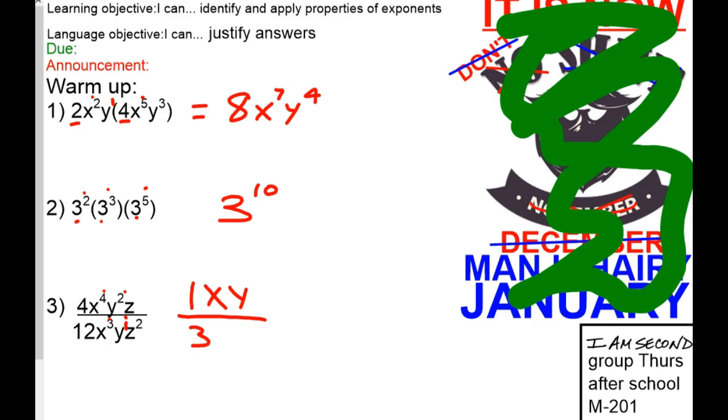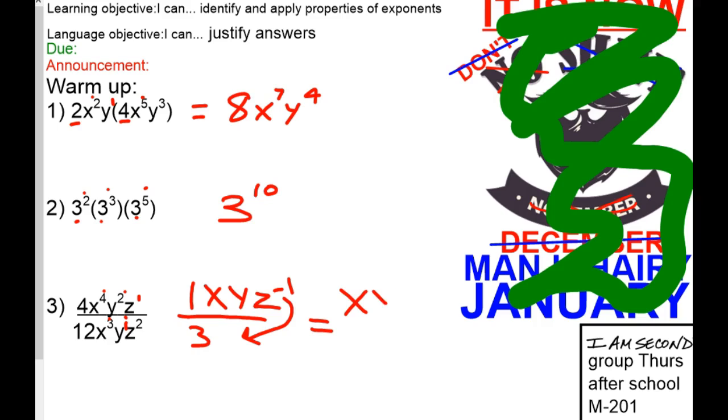Last but not least, z. I got z to the 1 minus z to the 2. What's 1 minus 2? Negative 1. That's right. So I can put z to the negative 1 on top. But, does everyone remember? I don't want negative powers. No negative exponents. So, here's what you got to do. You're going to bring that negative power down to the other side of the fraction bar. Okay? So everything else stays on top. The 1xy stays on top. Now, do you need to write the 1? Not really. Okay? It's implied.